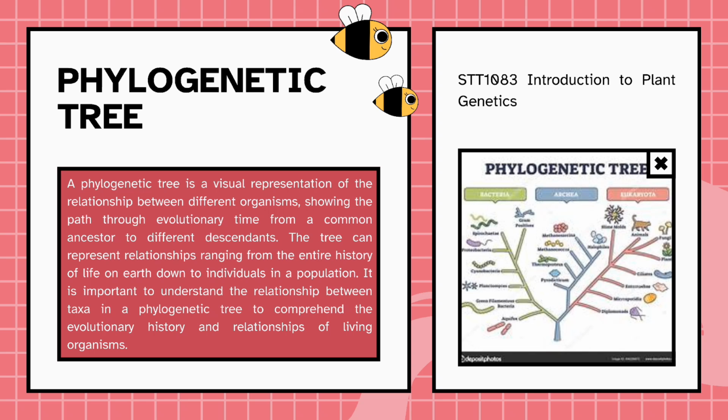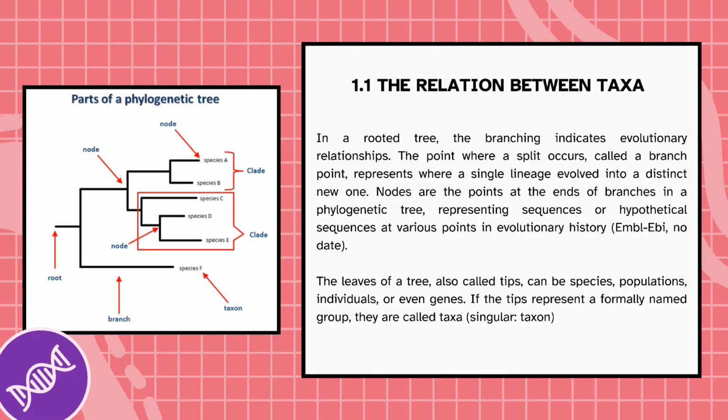It is important to understand the relationship between taxa in a phylogenetic tree to comprehend the evolutionary history and relationship of living organisms. In a rooted tree, the branching indicates evolutionary relationships. The point where a split occurs, called a branch point, represents where a single lineage evolved into a distinct new one. Knots are the points at the end of the branches in a phylogenetic tree, representing sequences or hypothetical sequences at various points in evolutionary history, and may be no date.